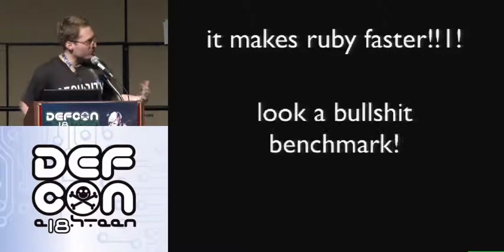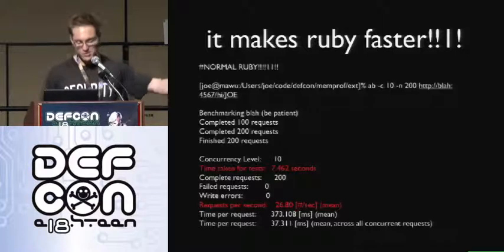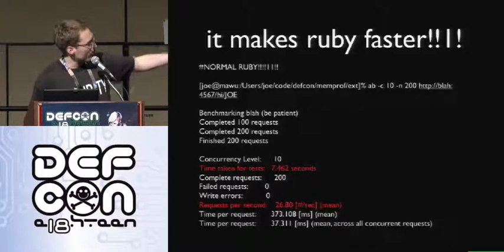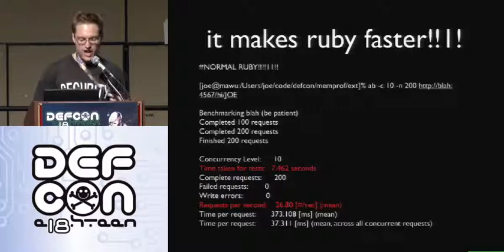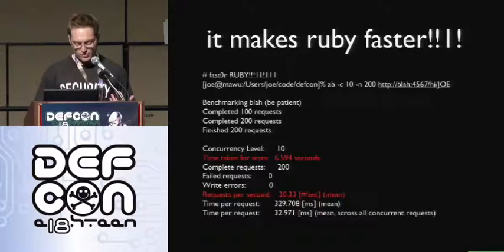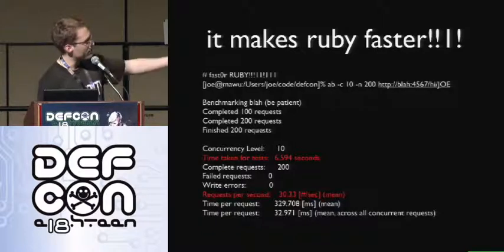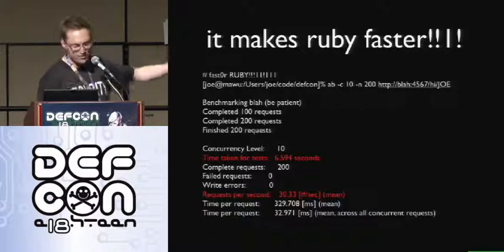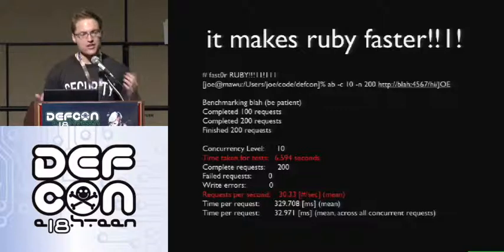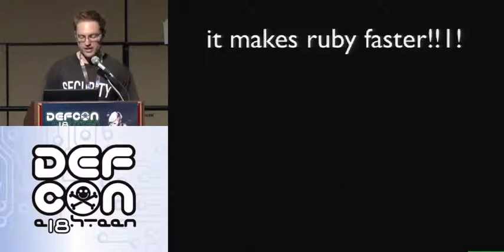If you really want to drill it in, like, hey, it makes Ruby faster, here's a bullshit benchmark, but just don't tell them it's bullshit. Here's normal Ruby, and normal Ruby takes 7.5 seconds to do this stupid benchmark. 26 requests per second. Then after you use this thing that makes Ruby faster, suddenly you shave a second off the time and you're now up to 30 requests per second. So you show this to a Ruby developer and they're like, dude, I need this right now.